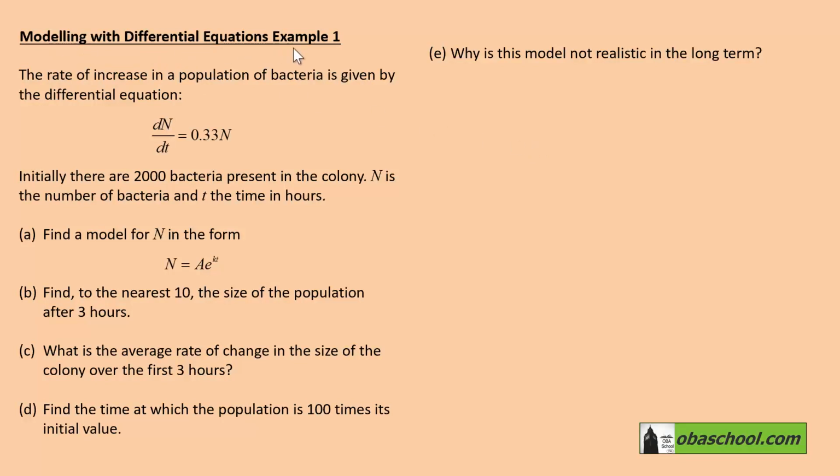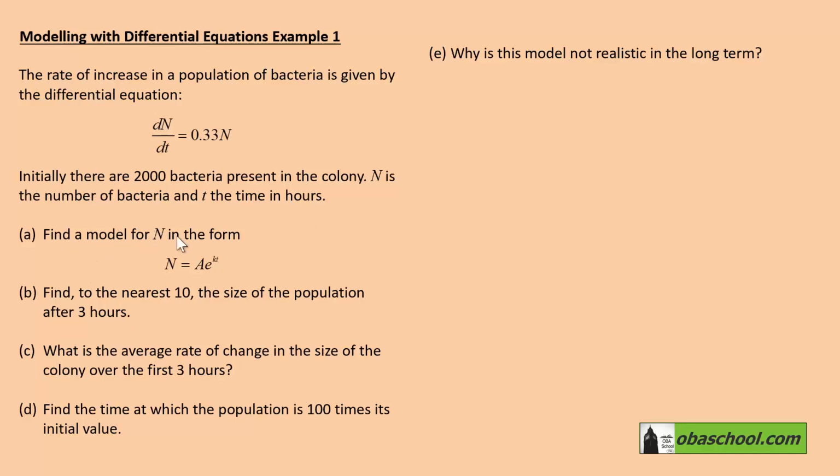Modelling with differential equations, example 1. The rate of increase in a population of bacteria is given by the differential equation dn/dt = 0.33n. Initially, there are 2,000 bacteria present in the colony. n is the number of bacteria and t the time in hours.